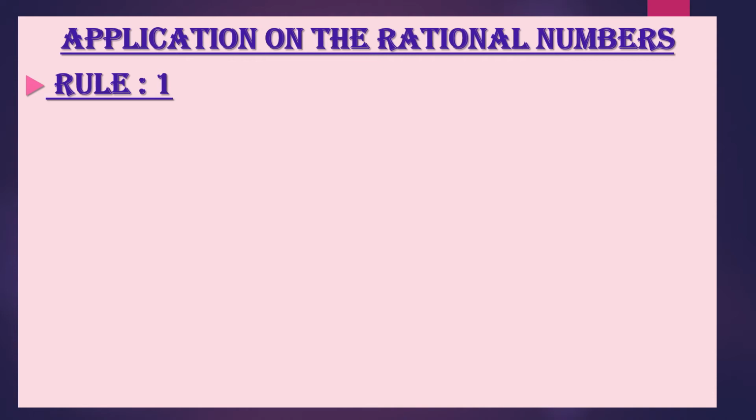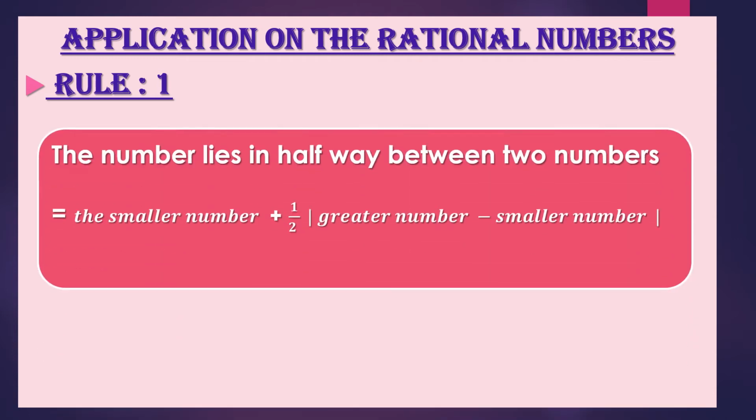Application on the rational number. Rule 1. The number that lies halfway between two numbers. You must know this rule too. Very important rule. It equals the smaller number plus half the absolute value of the greater number minus the smaller number.